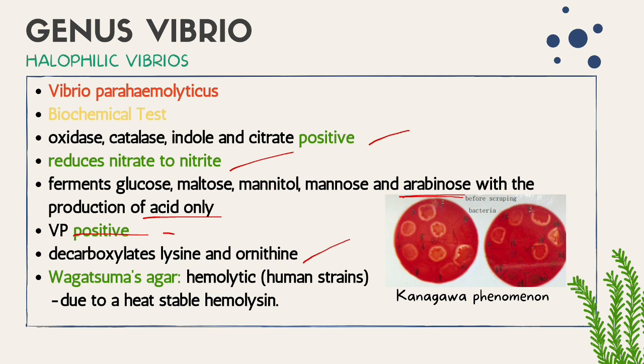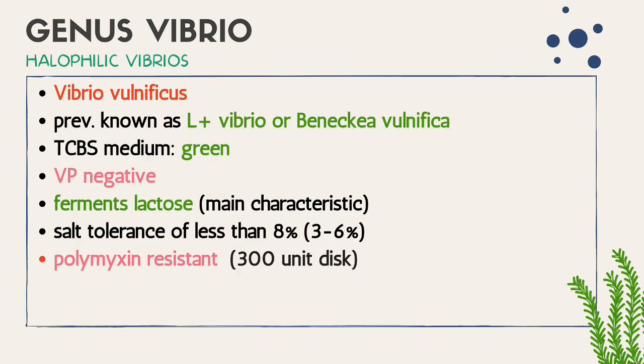So this is what I'm talking about, the beta hemolysis in Wagatsuma agar. So usually yung strains from humans are the one that causes hemolysis sa red blood cell. This is due to the heat stable hemolysin that is present on our Vibrio parahemolyticus. Hence the name parahemolyticus, so they can hemolyze red blood cell. So what we call the Kanagawa phenomenon.